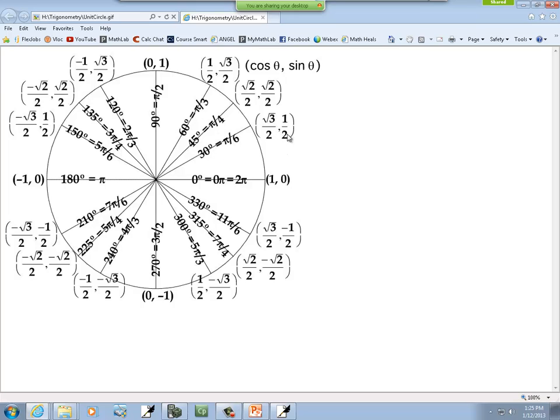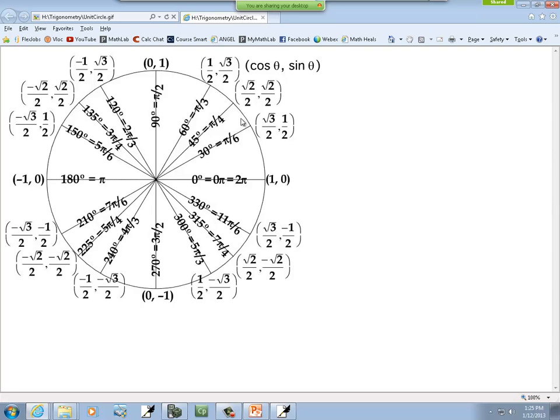Now there are points associated with these. Here at pi over 6, we got our x and our y. So this is square root of 3 over 2, this is 1/2. Here at pi over 4, our x is square root of 2 over 2, and our y is square root of 2 over 2, and so on. Now, up here in the upper right-hand corner, it says when you're given a point on a unit circle, our cosine is the first part, and our sine is the second part.